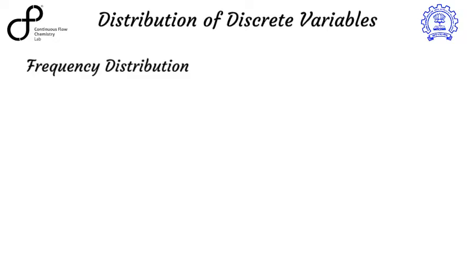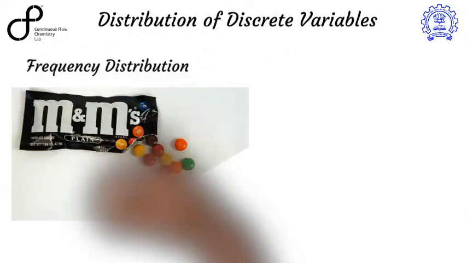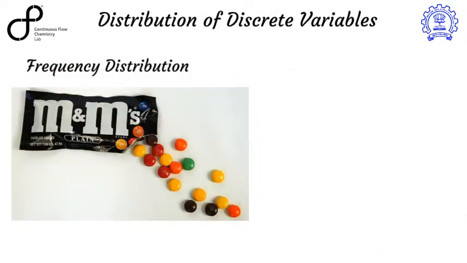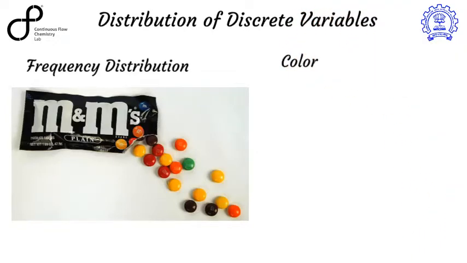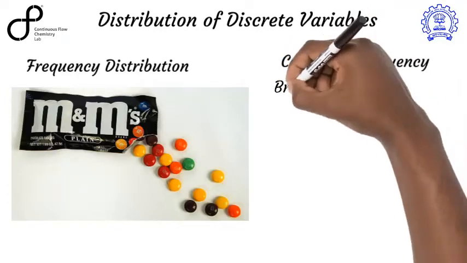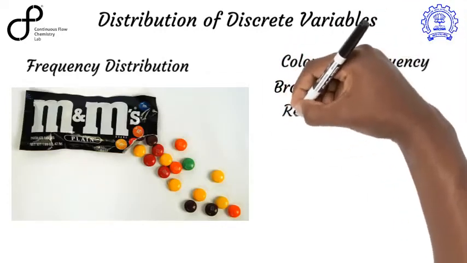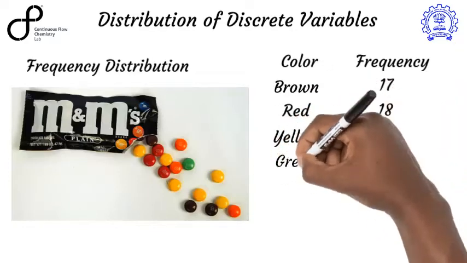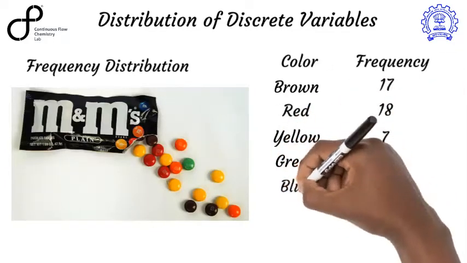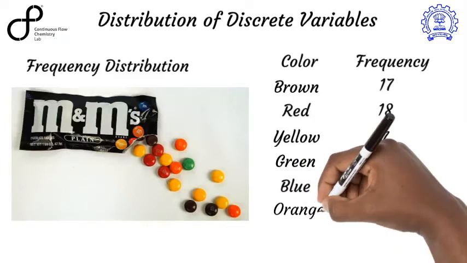I recently purchased a bag of plain M&M. The M&M were in 6 different colors. A quick count showed that there were 55 M&M. Out of these, 17 were brown, 18 red, 7 yellow, 7 green, 2 blue, and 4 orange. These counts are shown in this table.